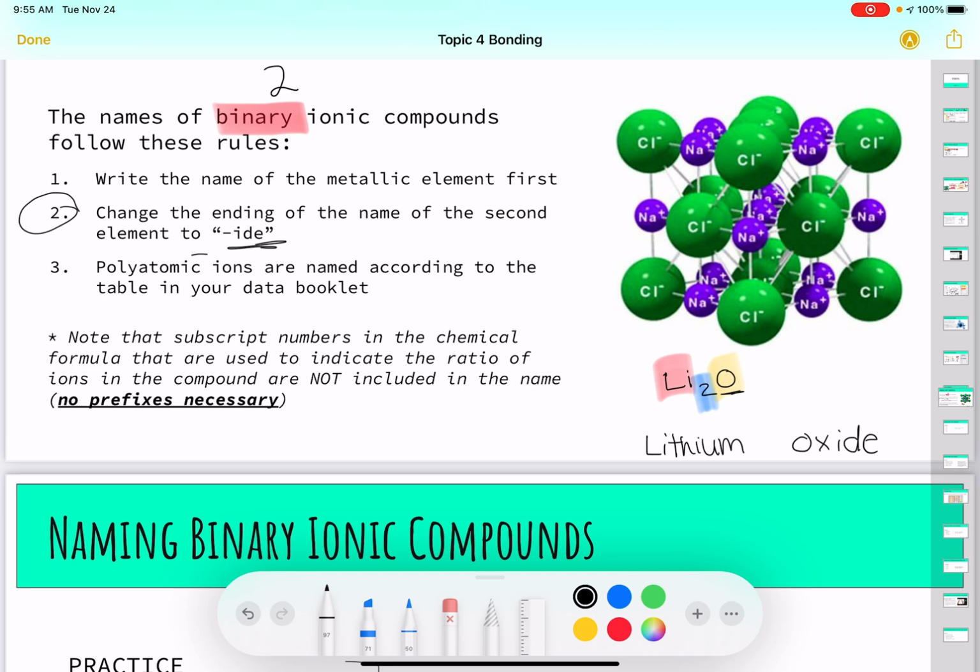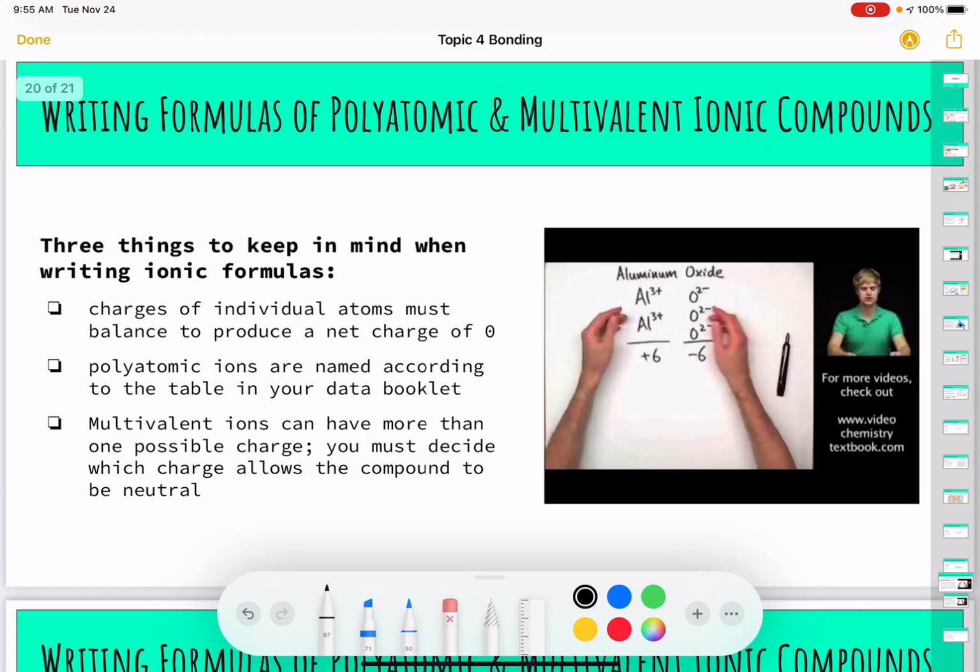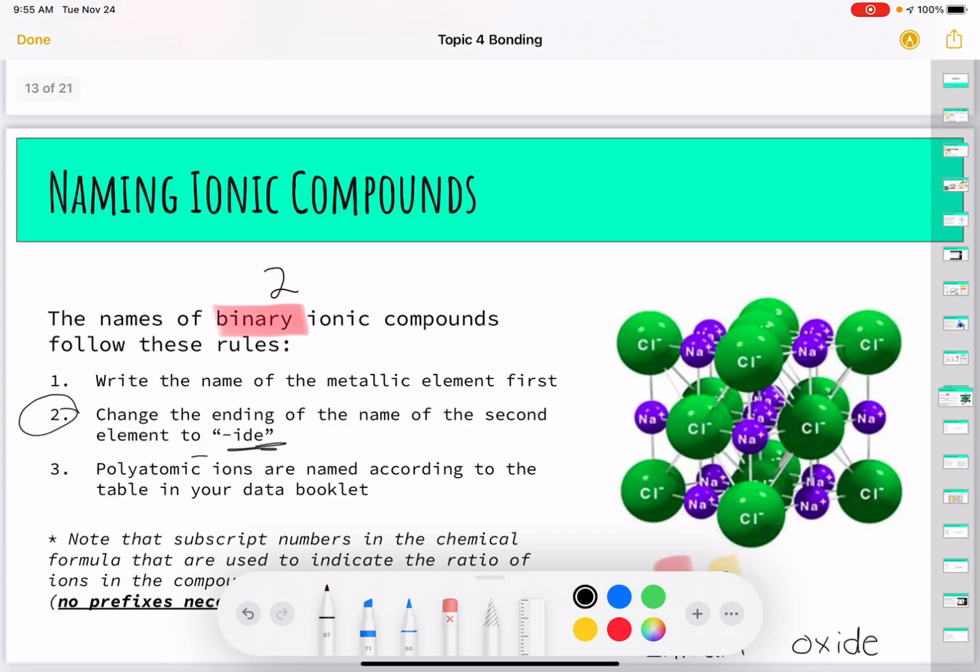We're not saying dilithium oxide like we did with the molecular compounds. We're just writing the names. The numbers don't matter, and I'll explain in a minute what the numbers actually mean.